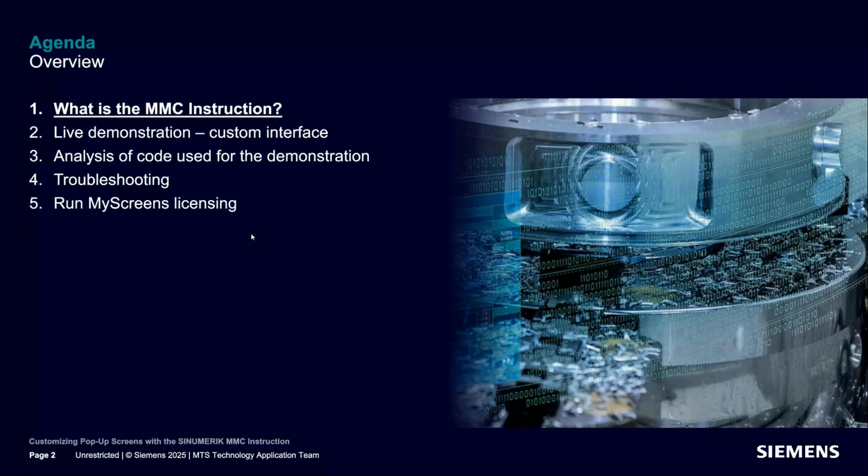And then we're going to put things in a different order. So normally, when I've done webinars in the past, I go through the theory and then I show you the theory in practice. But I think this time it's going to make a lot more sense if we dive right into the demonstration first and we see what kinds of things you can do with the MMC instruction. Then after that, we'll take a look at how we did them by analyzing the code that was used in the demonstration. Once we get done analyzing the code, we'll look at troubleshooting methods. And then in some cases, and in some cases not, there is a requirement for a Run MyScreens license. So we'll look at that as well and see what we can do there.